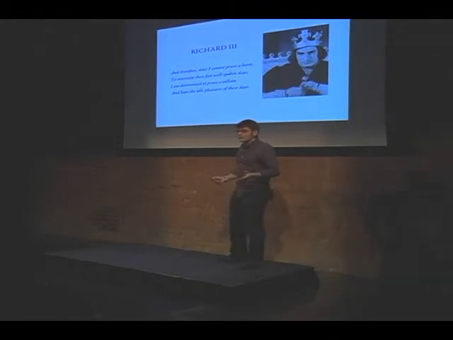So how is Richard going to be a villain? Well, his way to be a villain is to kill everyone that stands between him and the throne of England, including his brother and two of his nephews, who are very young.